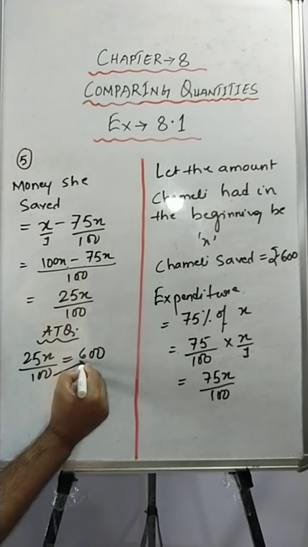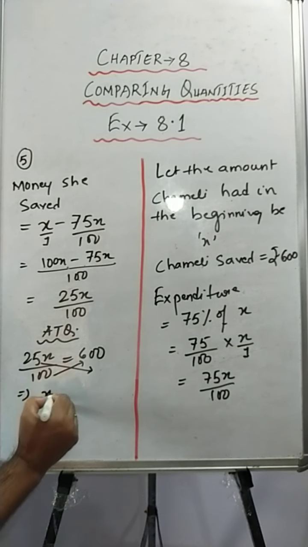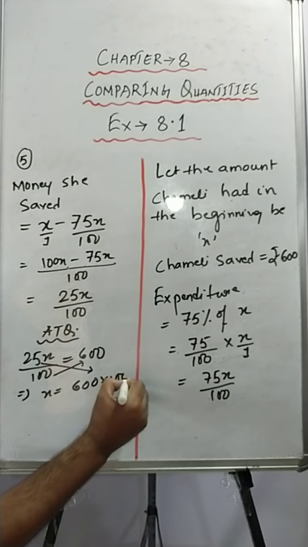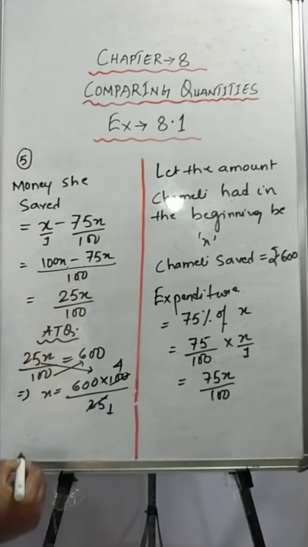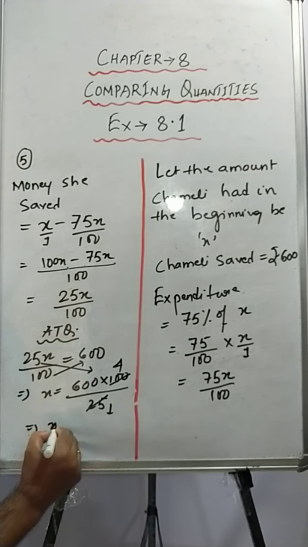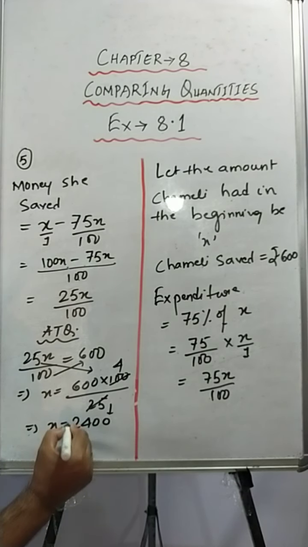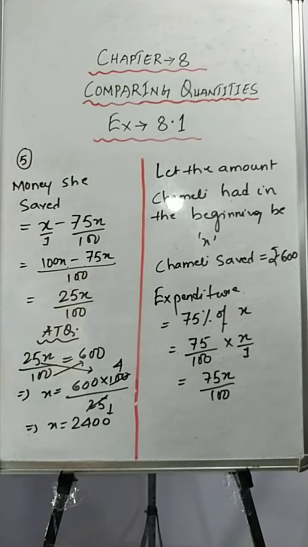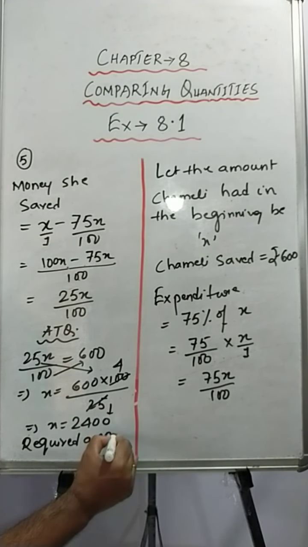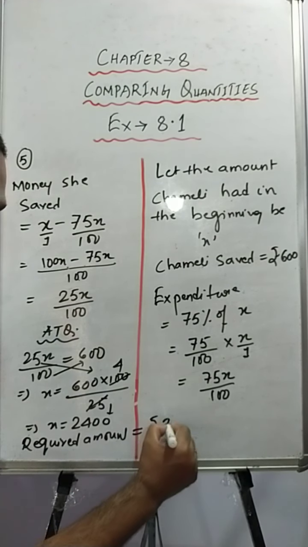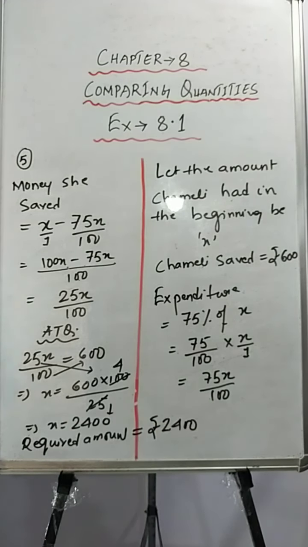So now we'll do the cross multiplication to get the value of X, isn't it students? So X would be equal to 600 into 100 by 25. So 25 ones are 25, 25 fours are 100. So 6 into 4 is 24, and we'll put 2 zeros. So this is the amount. So what is the amount Chameli had in the beginning? Now we have got the answer, that is X is equal to 2400. So you will write it down like this: required amount equals rupees 2400.